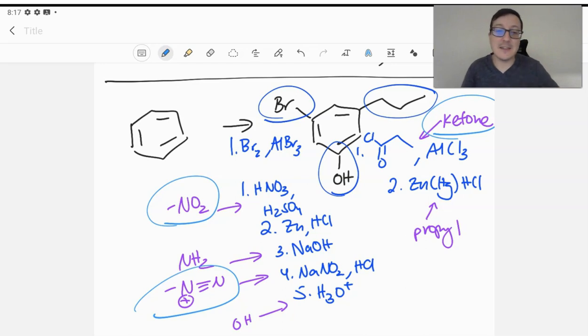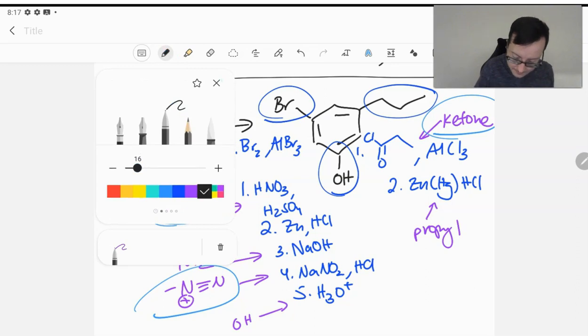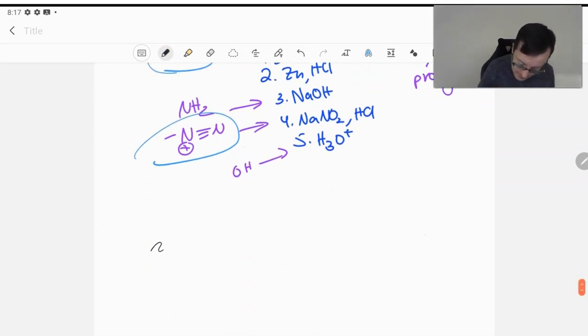So between the ketone and the nitro, ketone is slightly less bad, right? Ketone is a moderate deactivator, a nitro is a strong deactivator. So if we want our benzene to be the most reactive, let's put the least deactivating group on first, which will be our ketone. So once we have that, on we go.